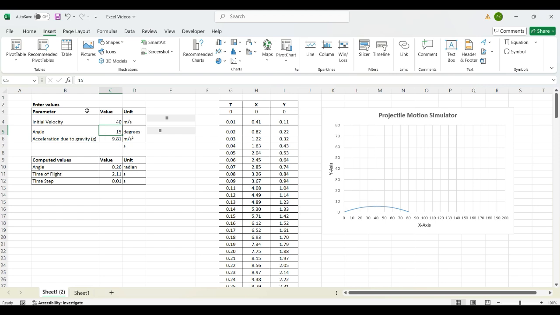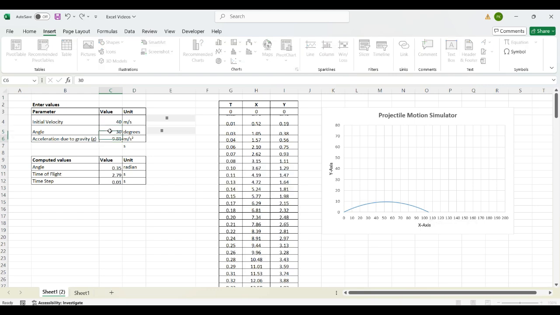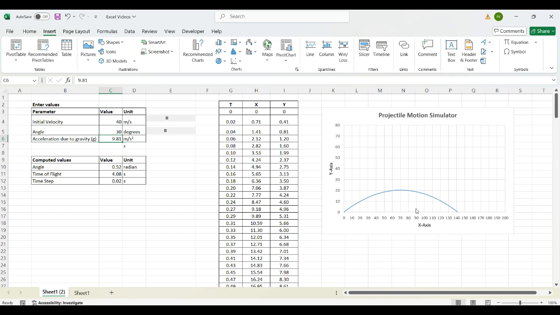Now let's keep the initial velocity at 40 and let's change the angle to understand how the horizontal distance covered by the projectile changes. Here my angle is 15. Let me now increase the angle to maybe 20 degrees. You can see the horizontal distance increases to around 105 meters. Let me increase the angle of release to maybe 30. You can see the distance further increases to roughly around 140 meters.